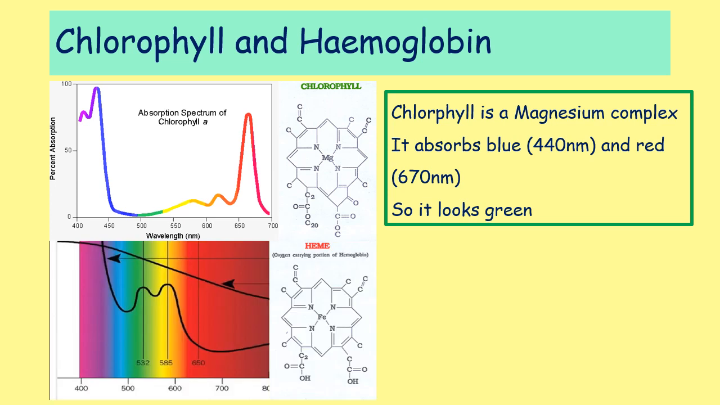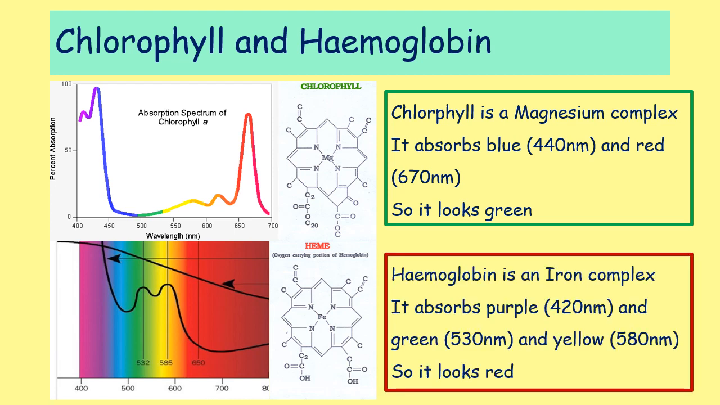Now this is hemoglobin. You can see it looks very similar to chlorophyll. The main difference is that it's got an iron rather than a magnesium in the center. Now you can see this is the absorption spectrum of hemoglobin. It's got quite a high absorbance of purple, but it's also got a good absorbance of green and yellow, and it's got a really low absorbance of red. And that's why it looks red.